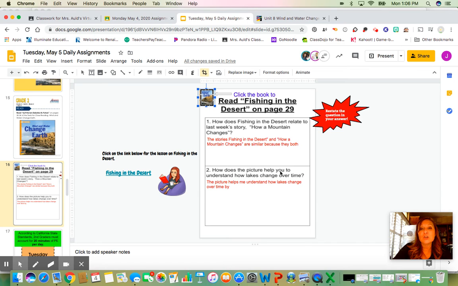How does the picture help you to understand how lakes change over time? So we're going to look back at that picture. We talked about it a little bit when I read it to you, but we're going to talk about how lakes change over time. How does that picture help you to understand that? And I've given you a sentence starter on here. The picture helps me understand how lakes change over time by what is the picture telling you?